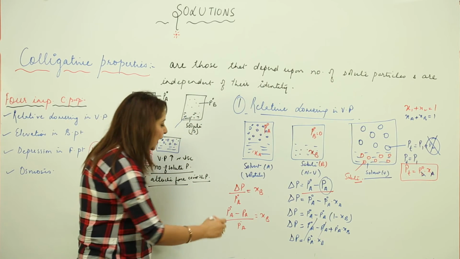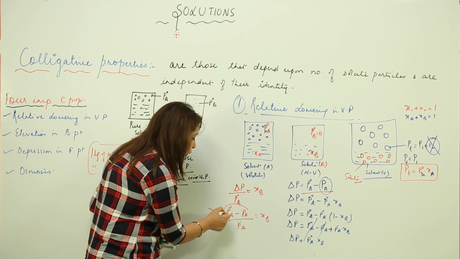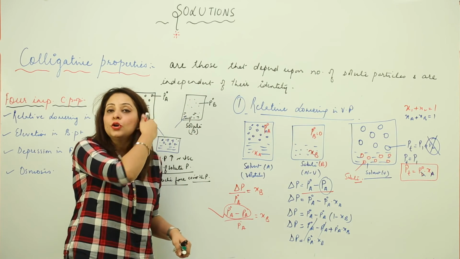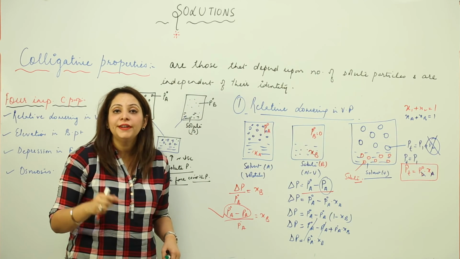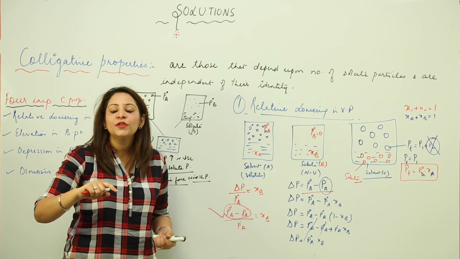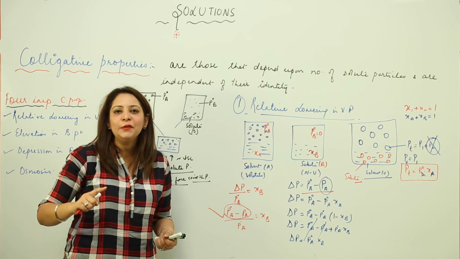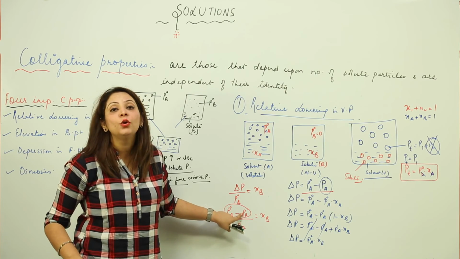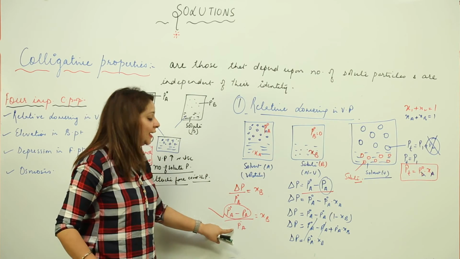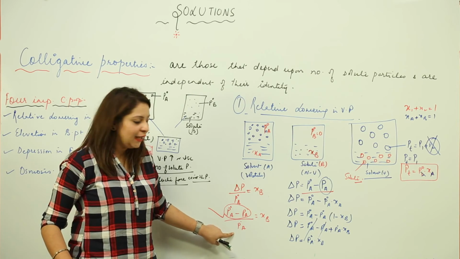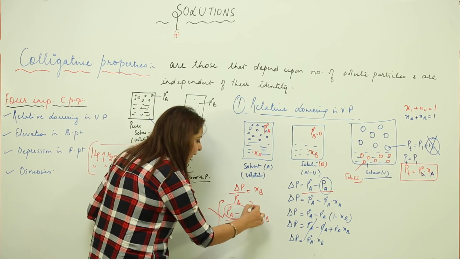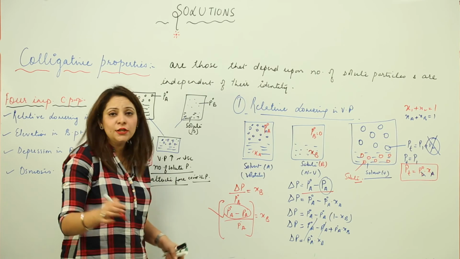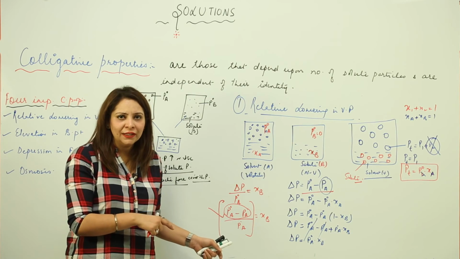Now, as you know, this expression is actually the lowering in vapor pressure, because this shows that the vapor pressure of the pure solvent is more, and the vapor pressure it exerts when present in a solution is less. So this indicates the lowering in vapor pressure. And when I take a ratio with P naught A, it becomes the relative lowering in vapor pressure. Now, can you tell me whether it is a colligative property?